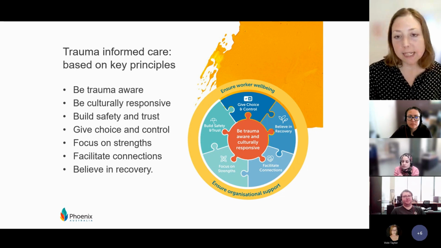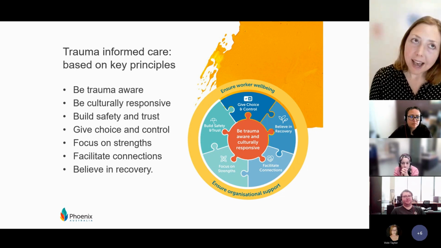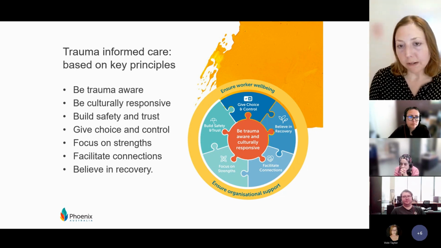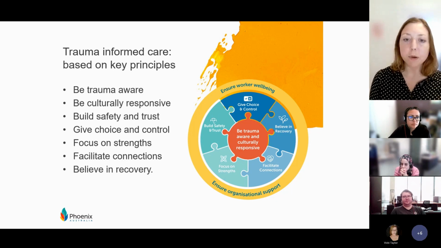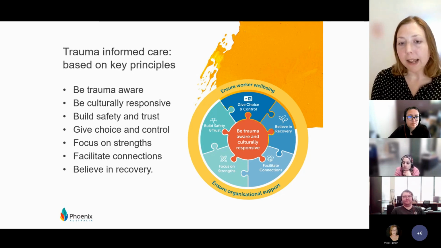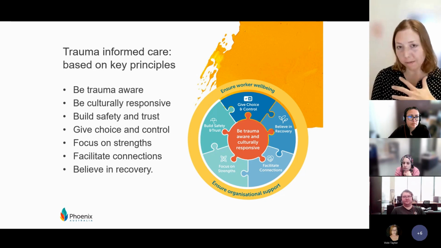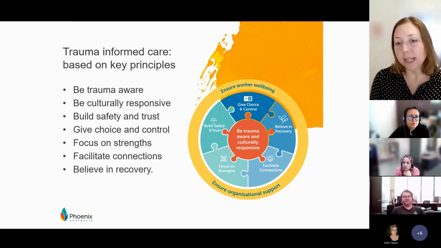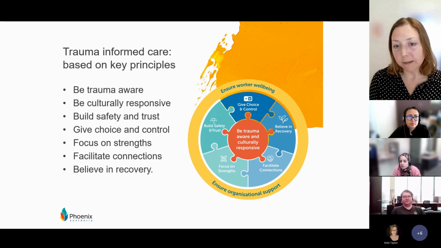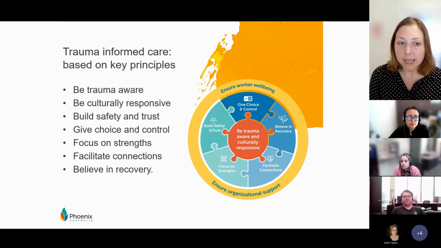And finally, we really need to consider enhancing people's belief in recovery. So while people respond to or live with or recover from trauma in really different ways, this principle really highlights the fact that in order to improve their coping and quality of life, we need to emphasize that they can do this and support them in this journey. We will talk a little bit more at the end of today's session as well about recovery and recovery trajectories.